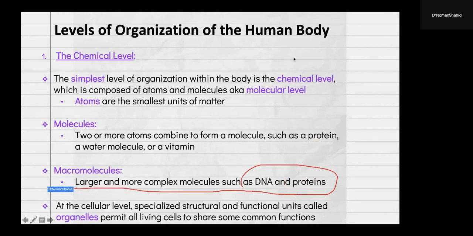And then at the cellular level, specialized structural and functional units called organelles permit all living cells to share some of the common functions. Okay. So at the cellular level, the organelles get together and permit all living cells to share some common functions, and they form a cell.